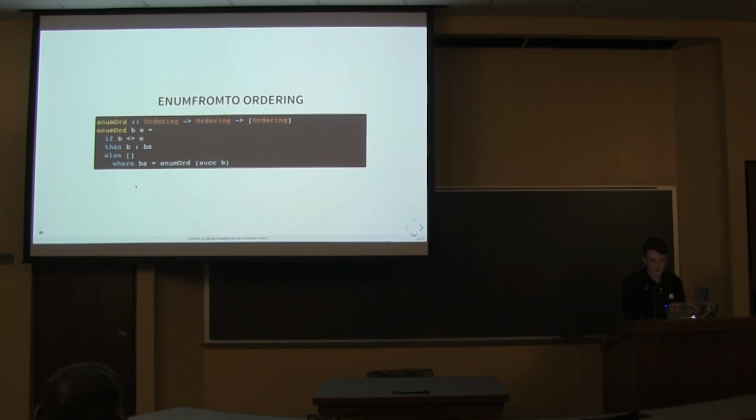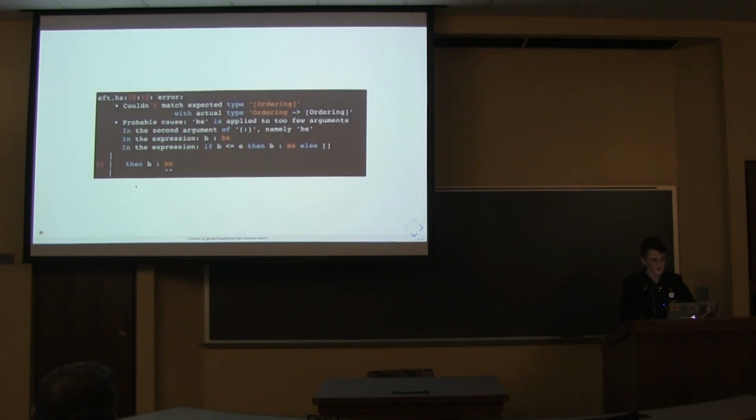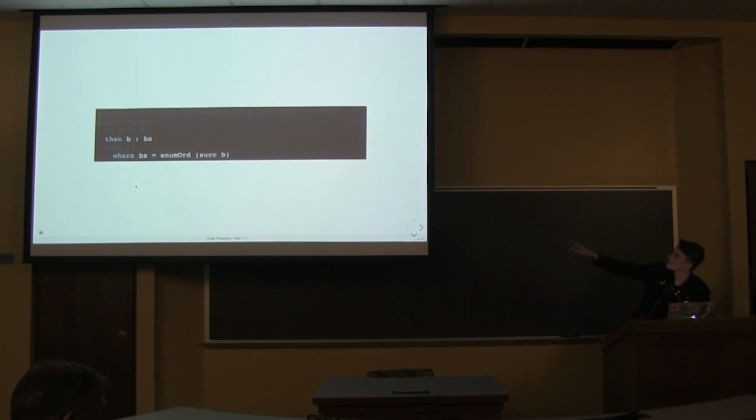And let's look at the error that we get here. So we couldn't match the expected type list of ordering with the actual type that we provided, ordering to list of ordering. And it says the probable cause is that B's is applied to too few arguments. And it's pointing to the line that has B's here. So let's go look at that. It's pointing to then B cons B's. And we have our definition of that on the last line there.